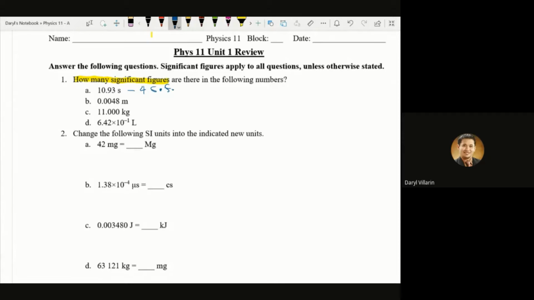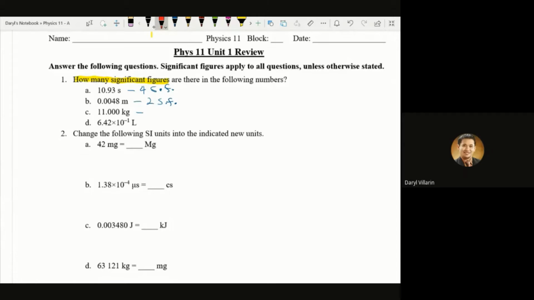Okay, and for letter B, the difference with this one is that you don't have a number in front, which is a significant number, or it could be 1, 2, 3 in front. But you just have 0.00. These are leading zeros. So therefore, all of these three in front are insignificant. So the significant figures here are just 4 and 8. So it would contain two significant figures.